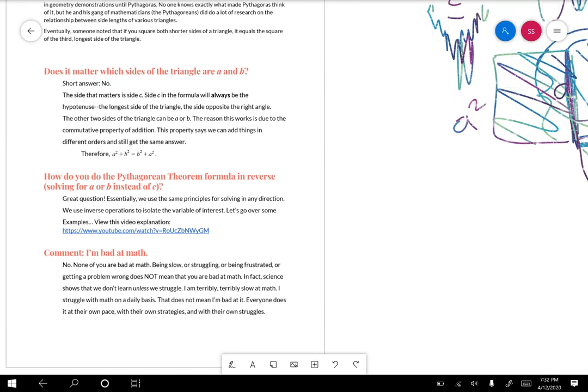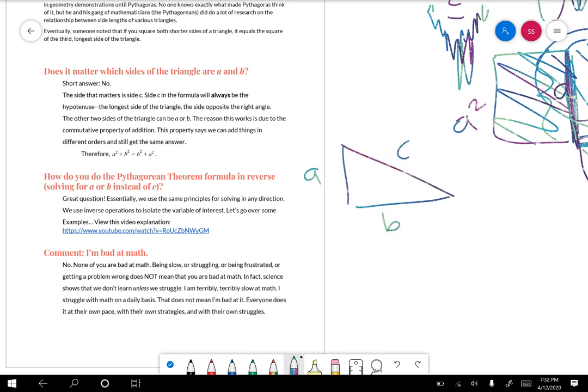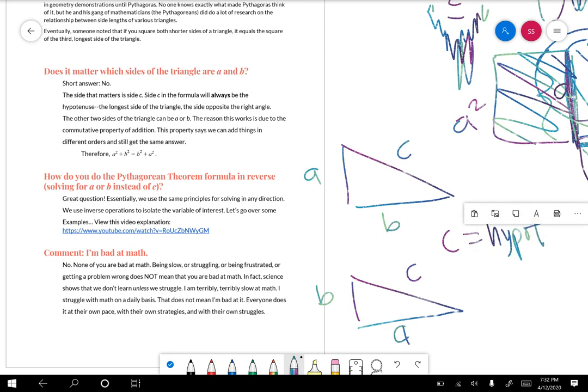All right. Next question. Does it matter which sides of the triangle are A and B? Short answer is no. Okay, so I'm going to draw you some lovely triangles here. Say we have this triangle. Here we have A, B, and C. And here we have B, A, and C. The important thing with Pythagorean theorem is that C will always be the hypotenuse. It has to be, or it will not work.